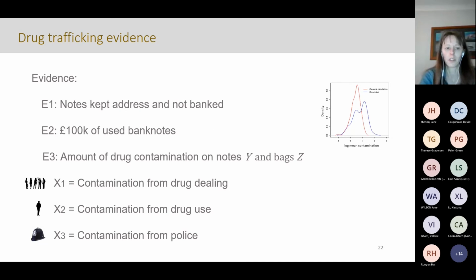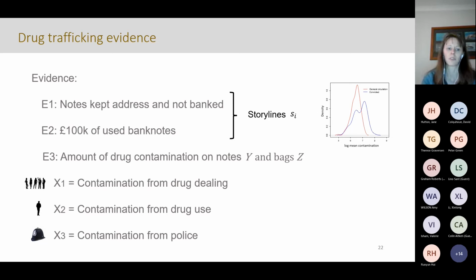We want to include in our chain event graph 3 main bits of evidence. First of all, we wanted to include the fact that the notes were kept at the address and that they weren't banked, which is an important bit of evidence. Secondly, we wanted to include the fact that about £100,000 of used banknotes were found, so it's not a small amount of money. And thirdly, we wanted to look at the amount of contamination of drugs on the notes, which we're going to call Y, and the contamination on the tamper-evident bags, which we call Z. The first 2 bits of evidence are incorporated as part of the storyline in the stage tree.